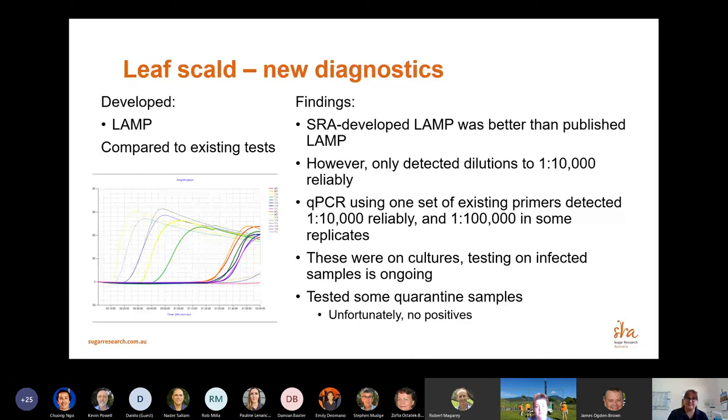We did try testing some quarantine samples, but unfortunately we didn't have any leaf scald in our quarantine, which is good to not intercept a disease, but also bad because we didn't get to test our new assays.